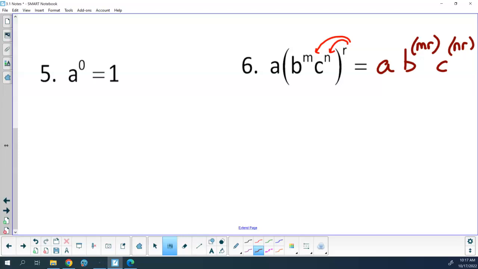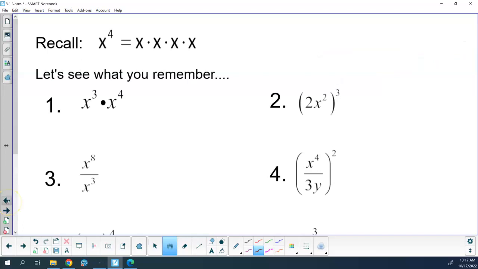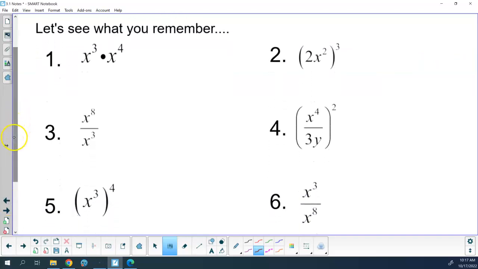Okay, so let's go back to the warm-up problems. Let's see what you remember. This first one would be, I have the same base with both having exponents. I would add the exponents. That would be x to the 7th power for that one. Number 3, I'm dividing. I've got exponents, so I'm going to subtract them. 8 minus 3 would be x to the 5th power.